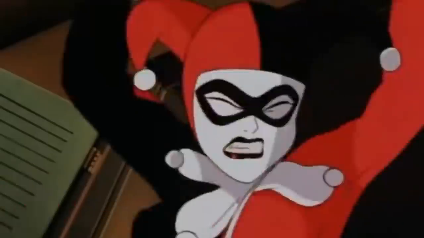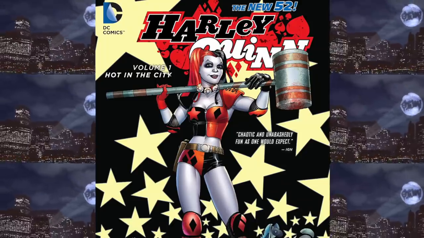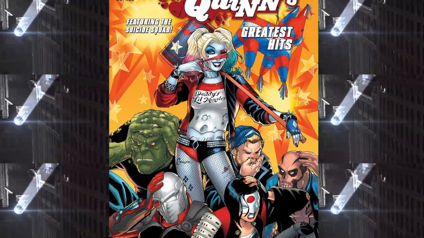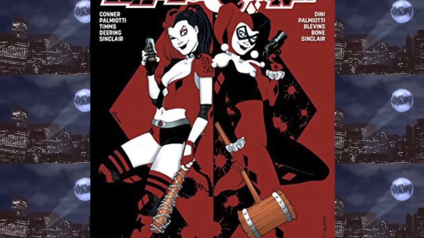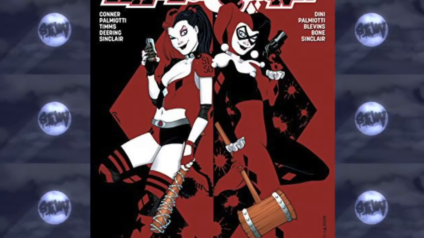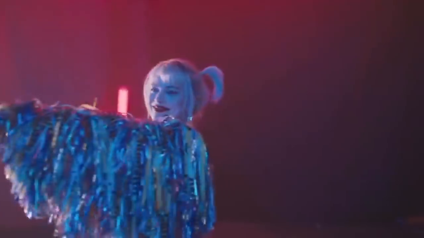I couldn't sit here and tell you all the different continuities that she's in the comic books, because she's in pretty much all of them. As a matter of fact, most things that are made that are Batman related today include Harley Quinn in some form or fashion. She's in the Suicide Squad. She's in the Injustice series. She's gonna be in the Birds of Prey movie. She's all over the place.